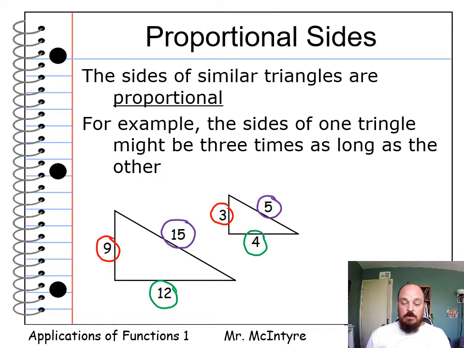Now, that number can be anything. You can have a triangle that's 2 times bigger, or 100 times bigger, or 1.73 times bigger. It doesn't have to be a whole number or anything like that. But in one triangle, all the sides are proportional. You're multiplying by the same number each time.